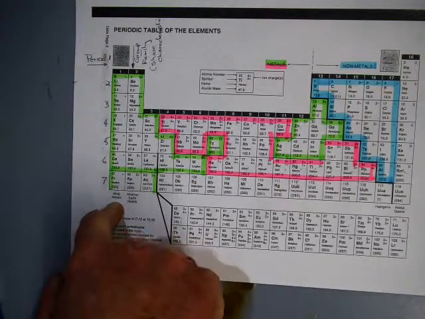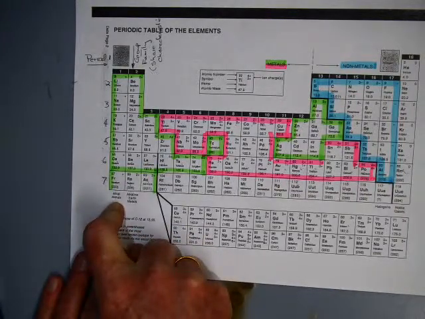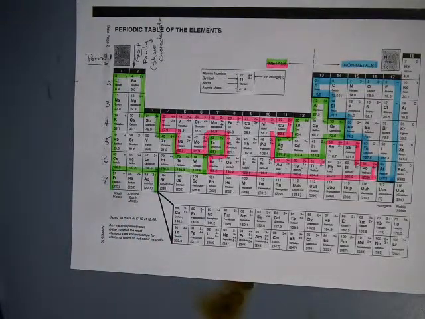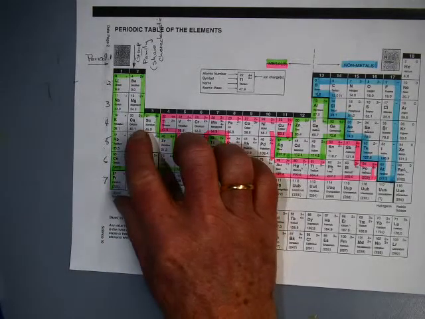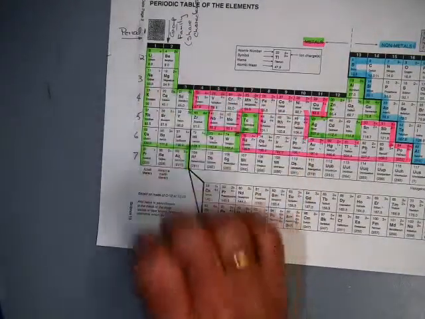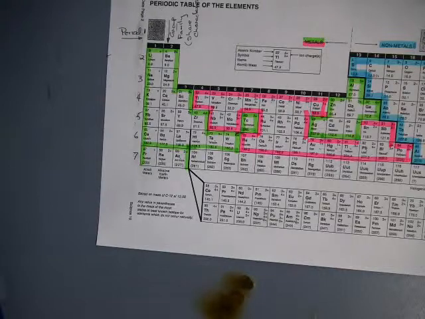Okay? Now you say, okay, well, what's so special about them? Well, it turns out that alkali metals are soft. They're all metals, they're all soft, and they're all super reactive. They're so reactive that, for example, if you put pure sodium in water, it burns.